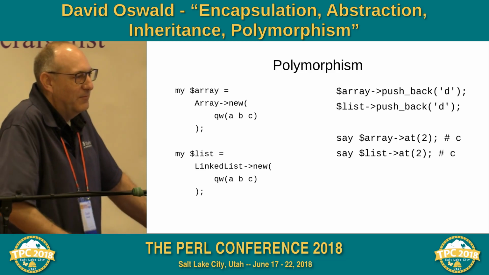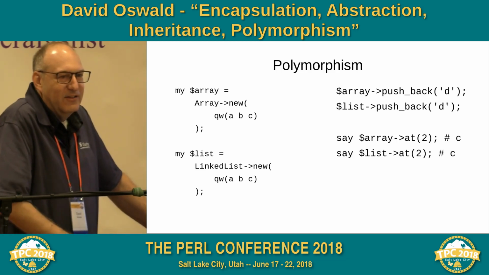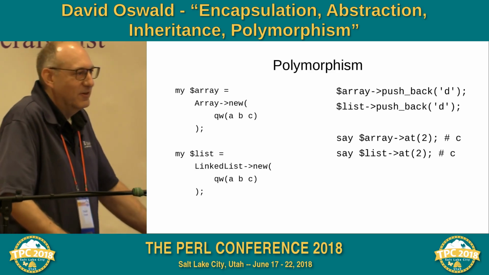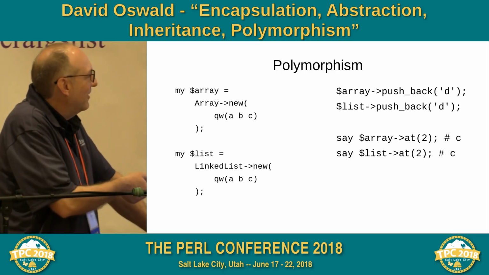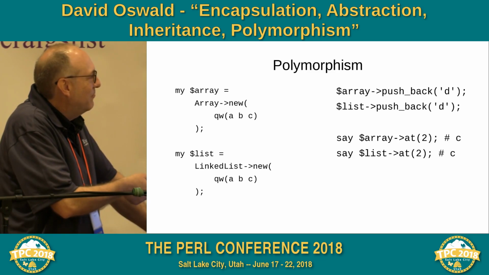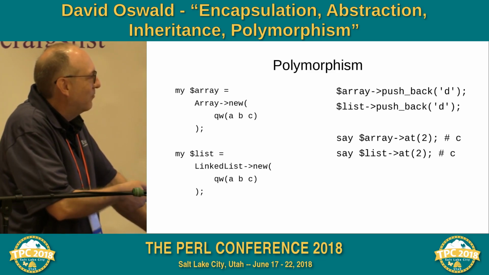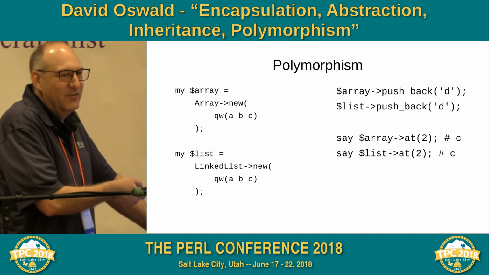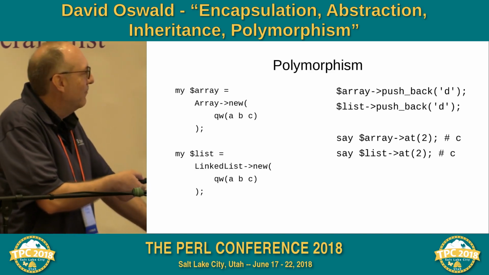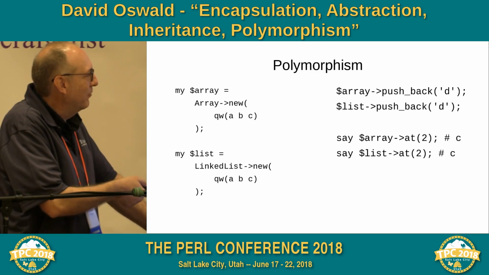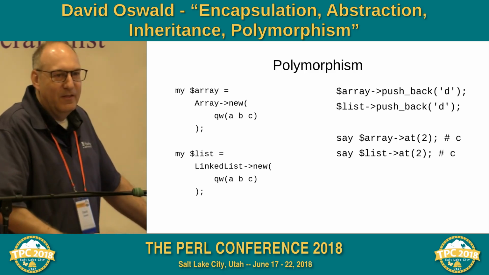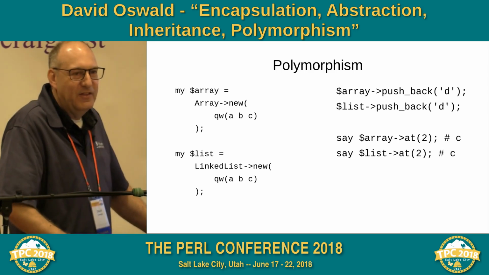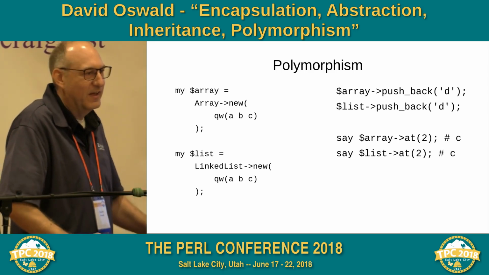In other words, you can add something to the end of a linked list, and you can add something to the end of a Perl array, for example, or a C++ vector. Both of them can implement an at. The implementation of at for an array is much more efficient than the implementation of at for a list, because a list needs to start at the beginning and work its way through. But we can essentially treat them both the same way. They're polymorphic types, essentially. And we see this a lot in C++ with the container classes.